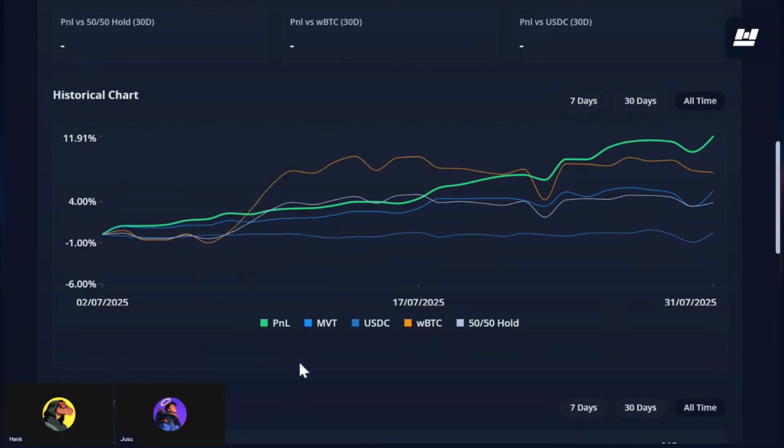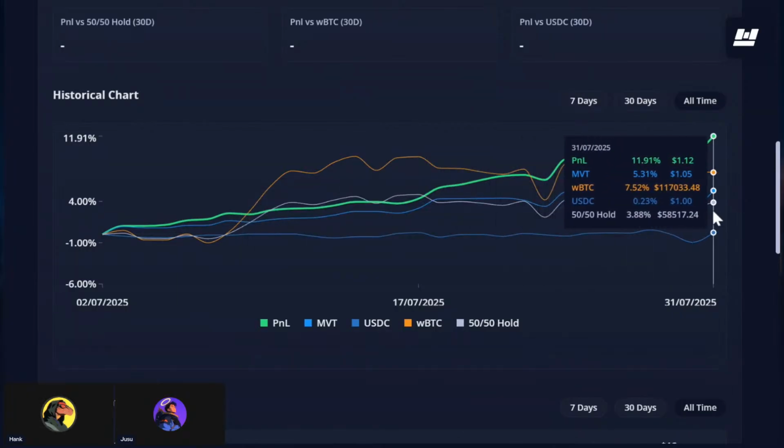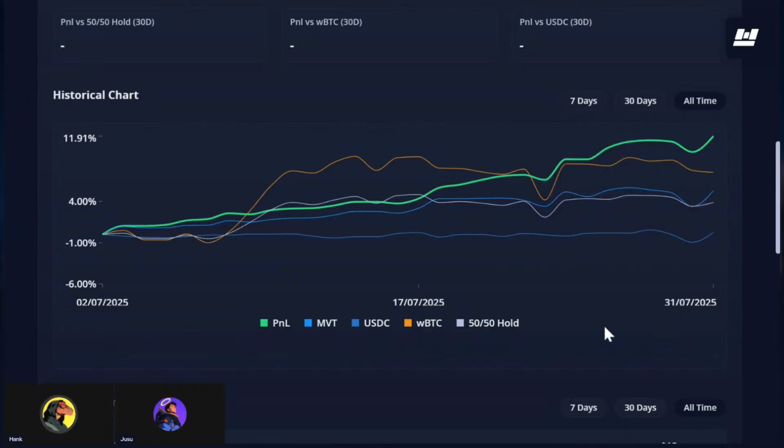I think it's a really nice visualization to see performance. So what you see down here is profit and loss, MVT, which I'm going to explain in a second, the token USDC, which is one of the pair, Wrapped Bitcoin, and the 50/50 hold. Now let's go one by one, starting with the 50/50 hold. I'm going to go from the right to the left, I think it's easier explanation-wise. This is the white line down here. It shows how your performance would have been if you had held 50/50, not in the Vault, just those two tokens, 50/50%.